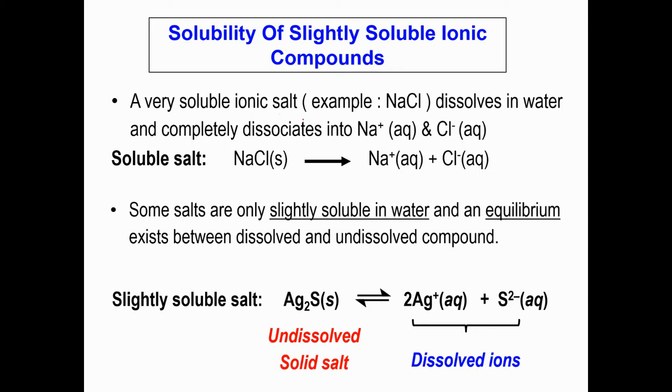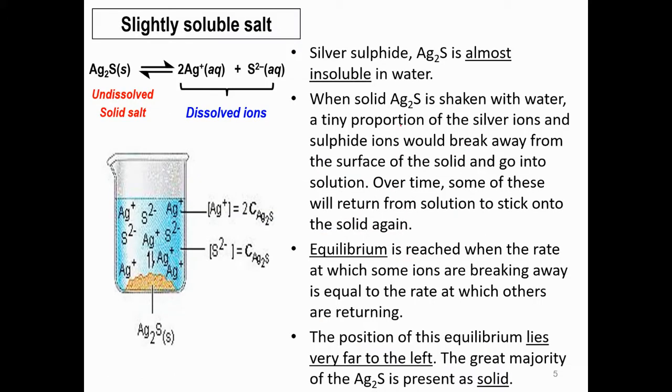A very soluble ionic salt, for example sodium chloride, dissolves in water and completely dissociates into sodium ion and chloride ion. Some salts are only slightly soluble in water, and an equilibrium exists between the dissolved and undissolved compound. So let's look at this. If it's a slightly soluble salt, it is undissolved solid salt, and these are the dissolved ions, but it dissolves very little only. Let's look at what it means.